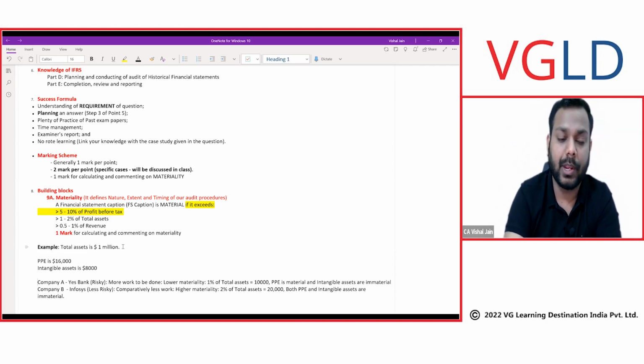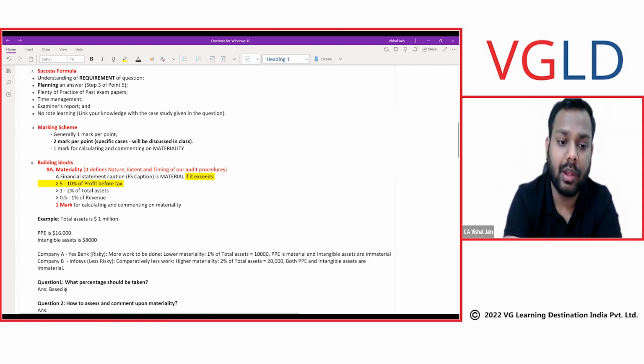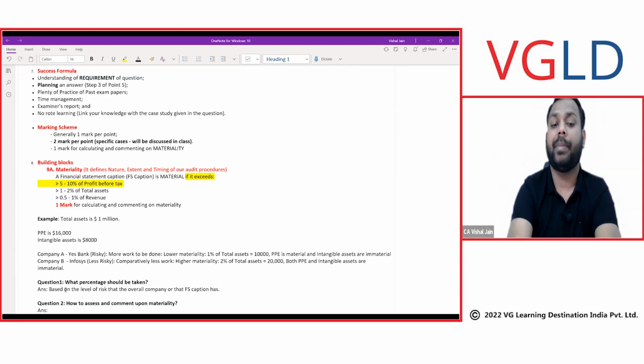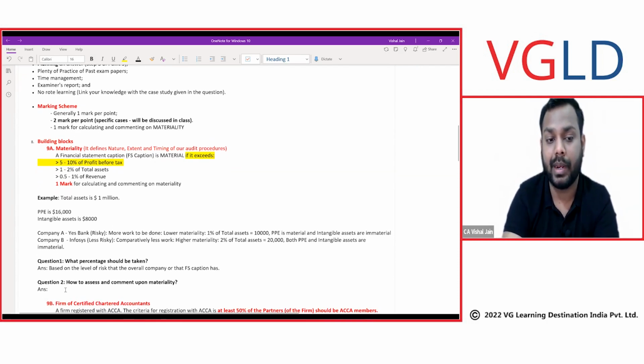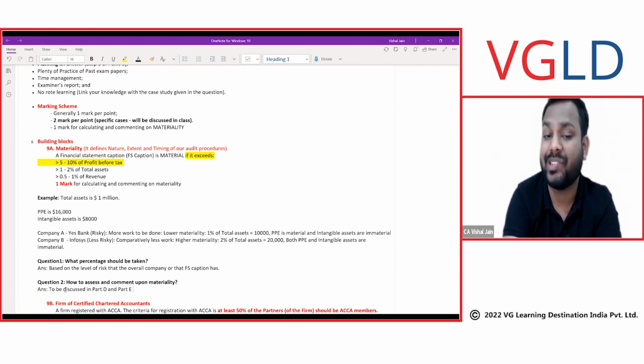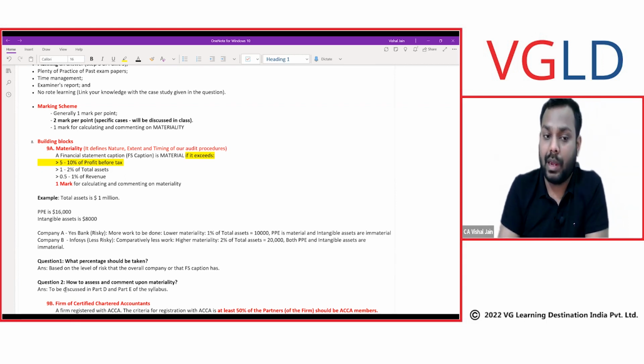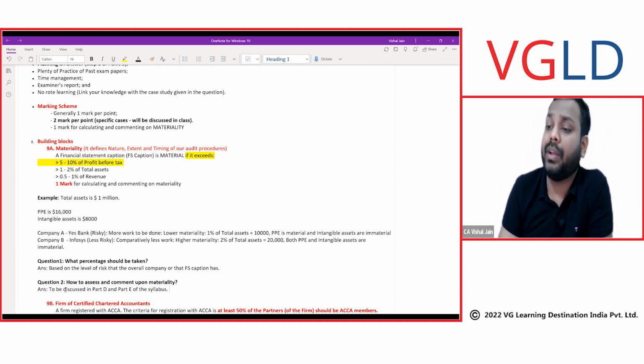Okay, now understand. My question is, what percentage should be taken based on the level of risk that the overall company has? Now, how to assess and comment upon materiality? This I will be discussing in part D of the syllabus, because the approach will change there. Now, I hope it is clear about the materiality. Just the way we have to assess and comment will be different in part D and part E.